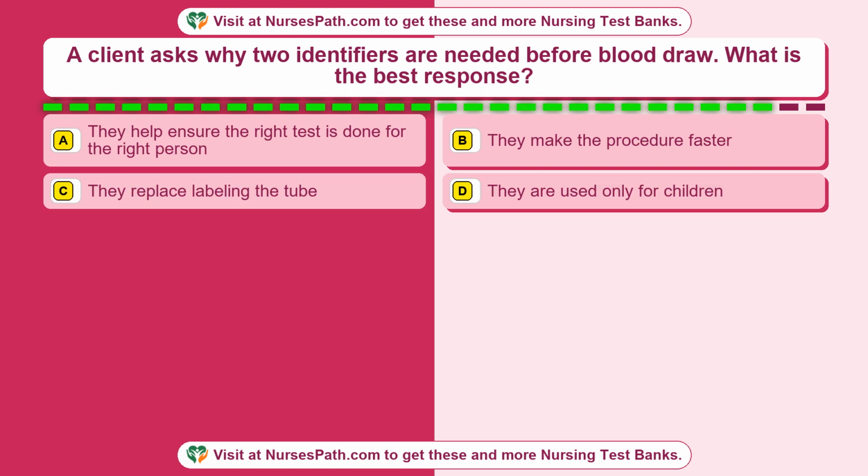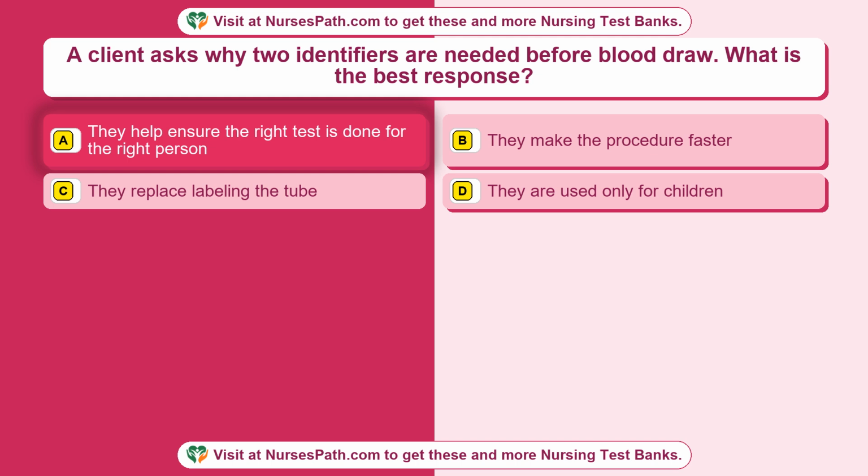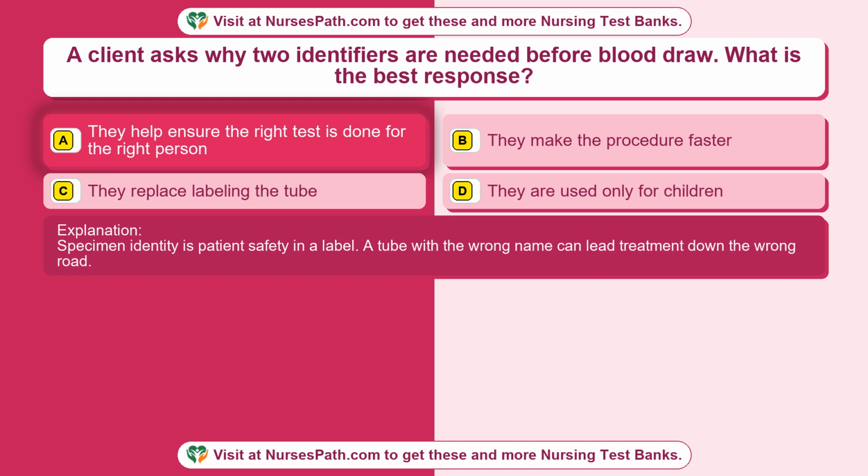Question 3. A client asks why 2 identifiers are needed before blood draw. What is the best response? Option A. They help ensure the right test is done for the right person. Option B. They make the procedure faster. Option C. They replace labeling the tube. Option D. They are used only for children. The correct answer is option A. They help ensure the right test is done for the right person. Specimen identity is patient safety in a label. A tube with the wrong name can lead treatment down the wrong road.